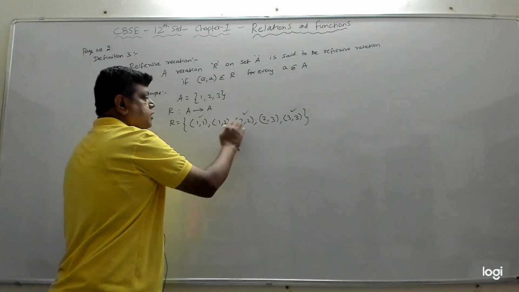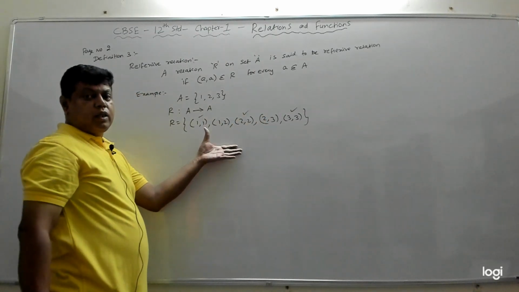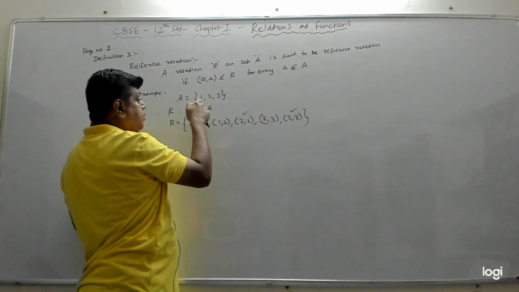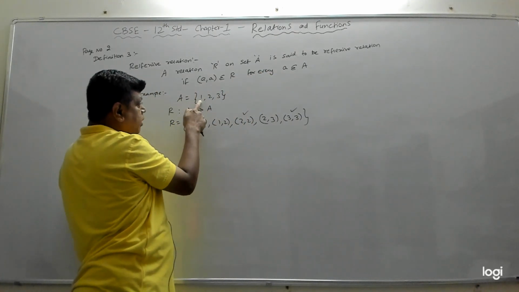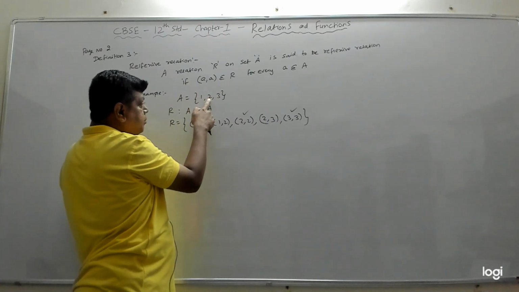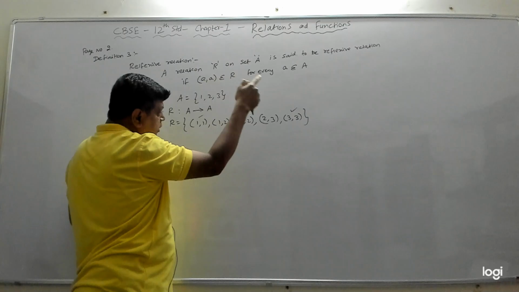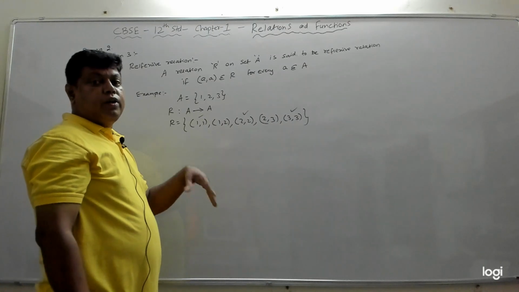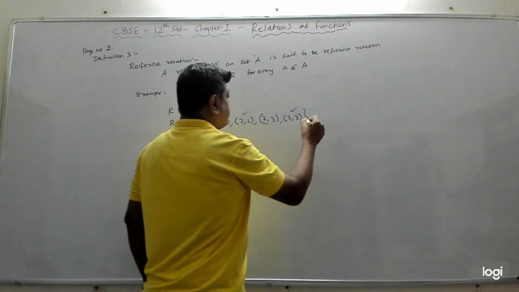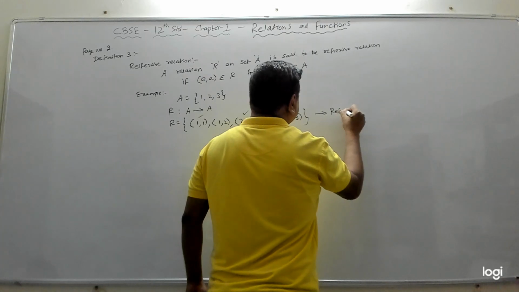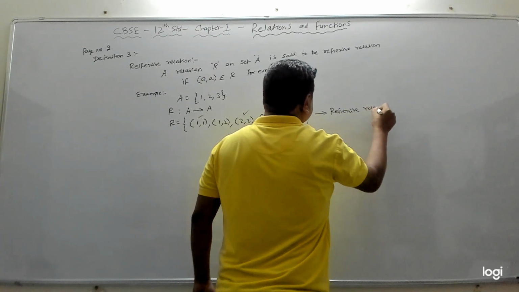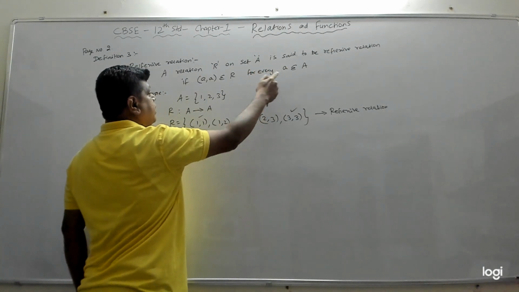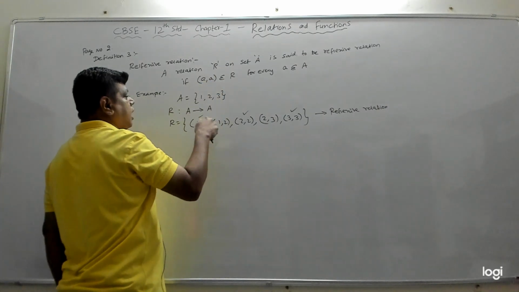It can have other elements, like (1, 2) or (2, 3), but it must have, for every element of A, that element related to itself. Which means if I take the element 1, then (1, 1) should be there; for the second element, (2, 2) should be there; for the third element, (3, 3) should be there. Even if one pair is not there, then it is not reflexive. So in this case, this relation is reflexive, because it satisfies this condition: for every a, (a, a) is in R.